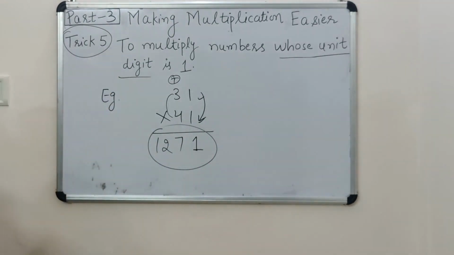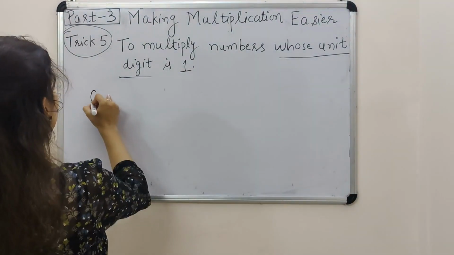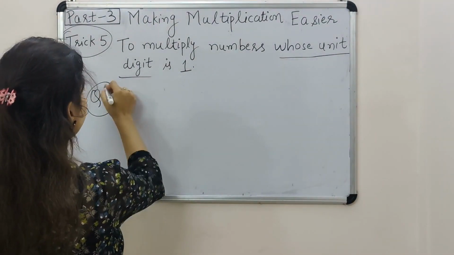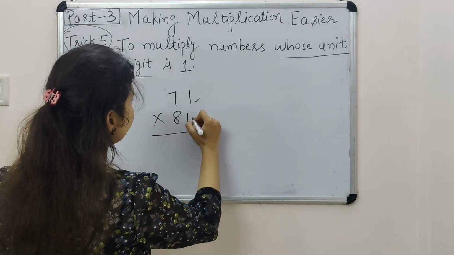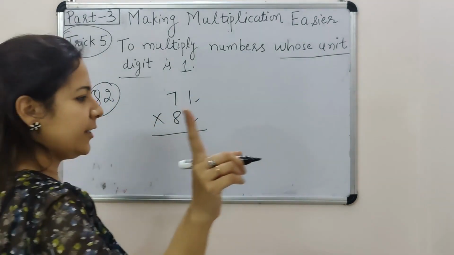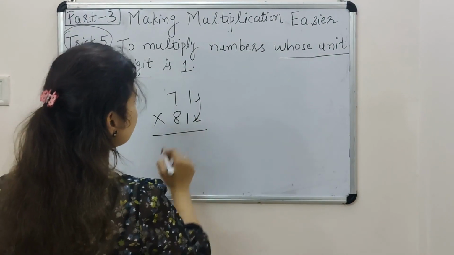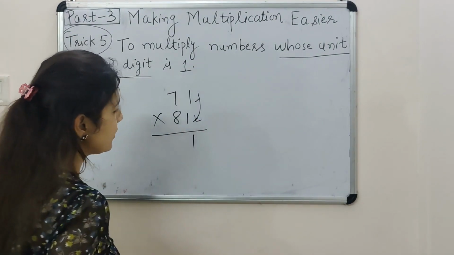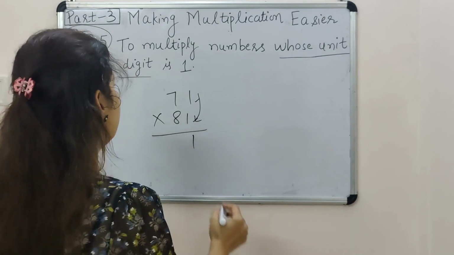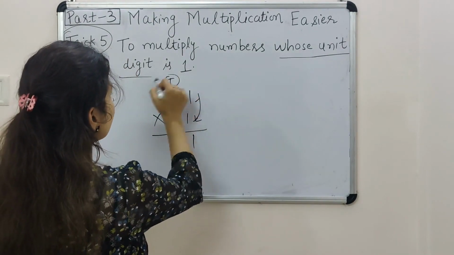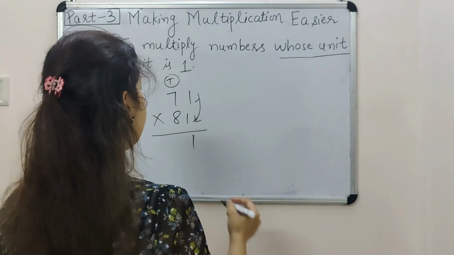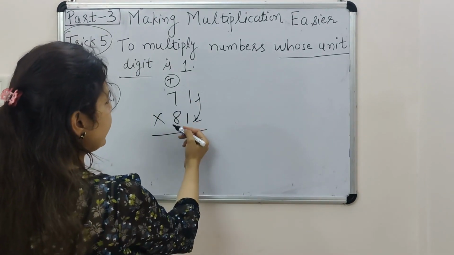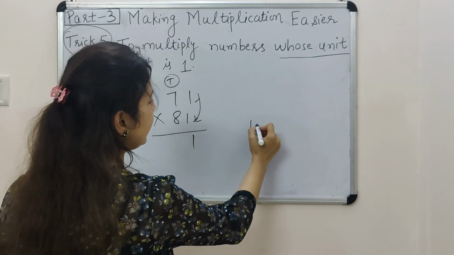Let's consider one more example. Suppose I am doing 71 into 81. Again, both the unit digits here are 1. I told you the first step is to multiply unit digits together. 1 ones are 1. In the second step, your focus should be on tens digits and we need to add them up. Now 7 plus 8 gives us 15.